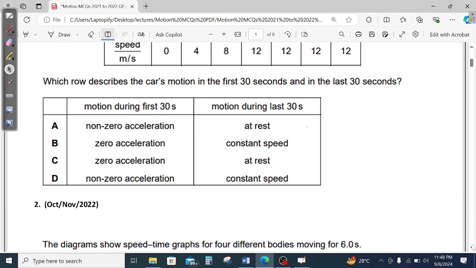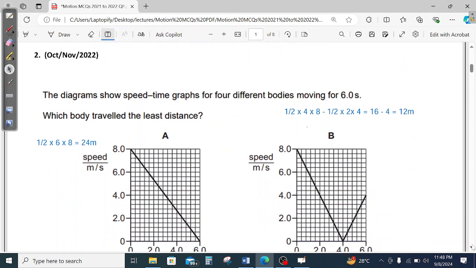The second question is that the diagram shows the speed time graph for four different bodies moving for 6 seconds. Which body traveled the least distance? It means we have four different graphs of four different bodies that are moving for 6 seconds, and you have to select that option in which the body covers the least distance, meaning minimum distance.